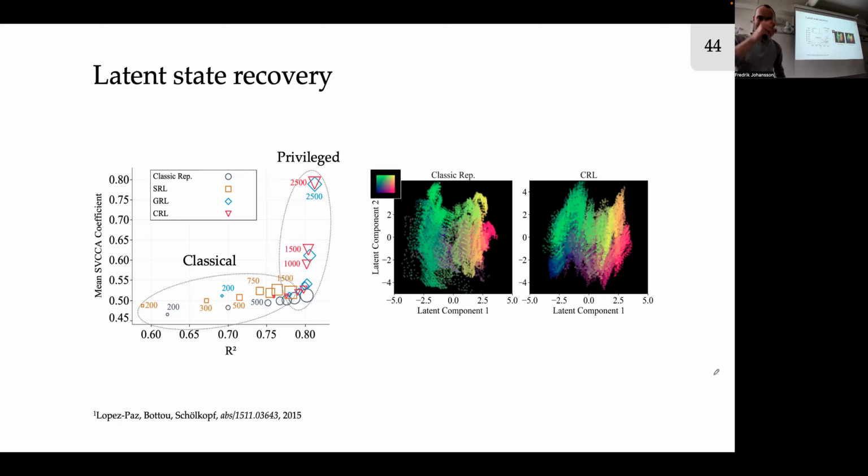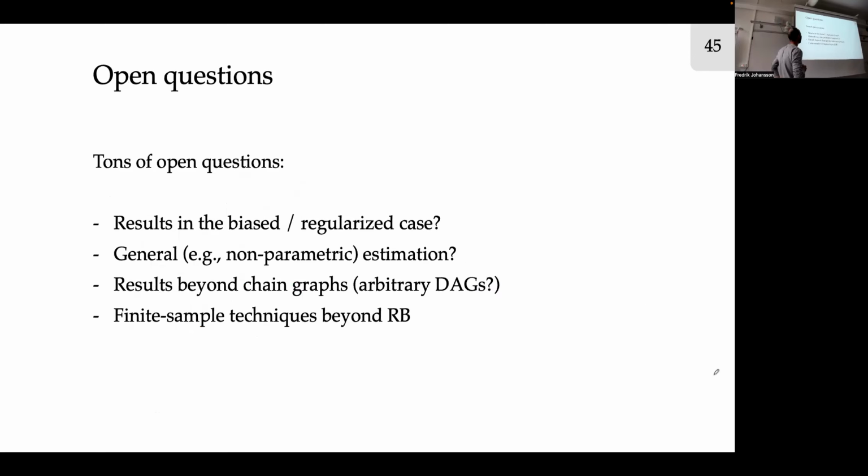All right, good. We needed a yawn because I'm almost out of time. There are tons of open questions. We don't have any results for biased cases, and we really want them. Regularization is one. Random features with finite number of features is another one. We don't know what to do if we have a general non-parametric estimation.